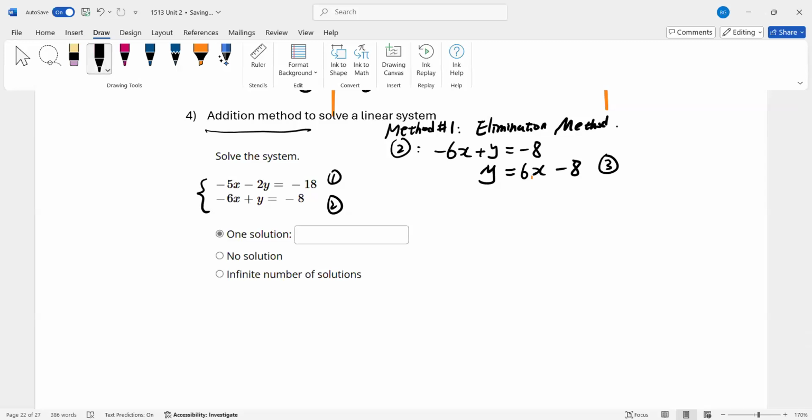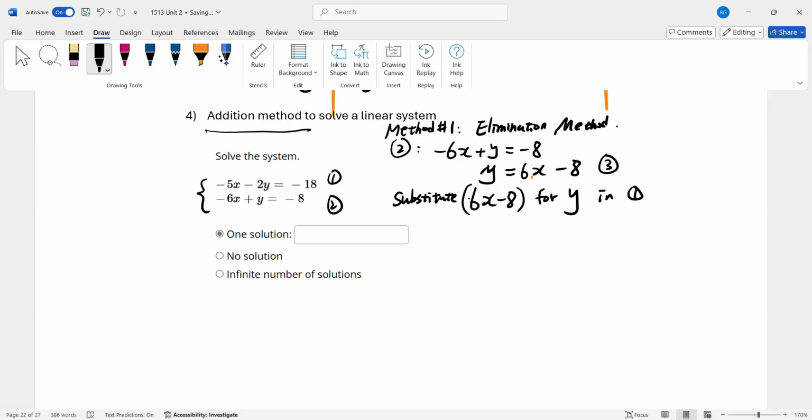y in equation 1. We did equation 2 already. So now we're going to handle equation 1. Substitute y in equation 1 with 6x minus 8. Actually, correct English grammar is substitute 6x minus 8 for y in equation 1. Okay, that's the correct grammar.